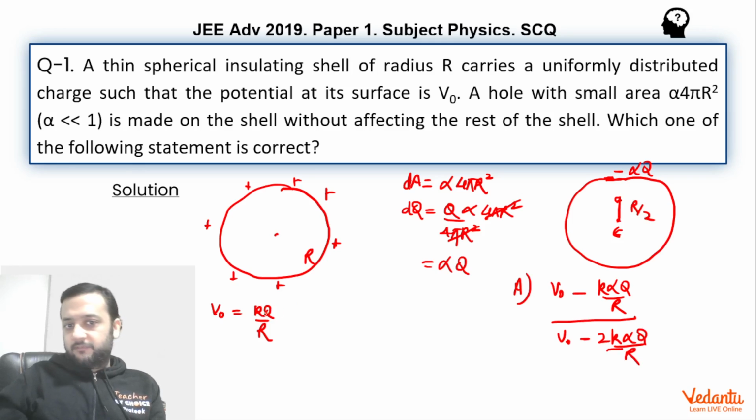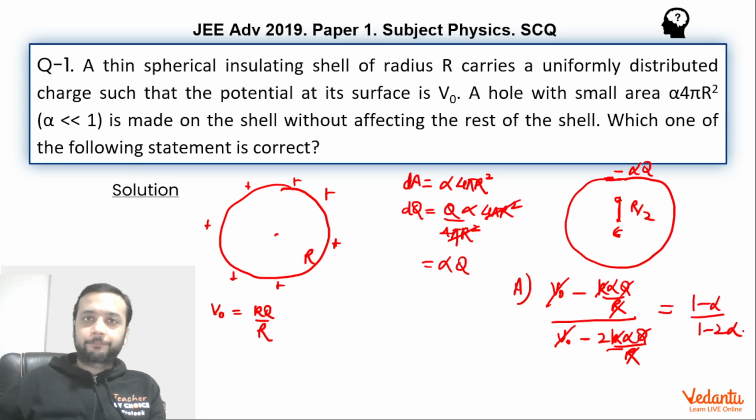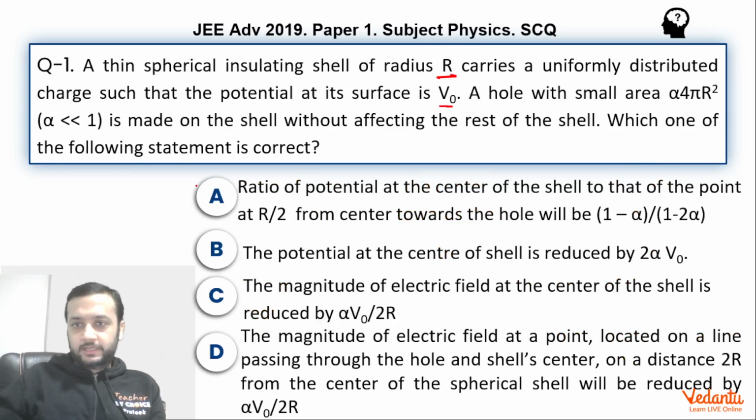Now if you see V naught is kq by r, so V naught will cancel. V naught kq by r, V naught kq by r. So if you see, we get 1 minus alpha upon 1 minus 2 alpha. Correct. So option A is right, and hence we were not required to check other options since this was a single choice correct question. But here, since we are doing this video for the learning purpose, we will check all other options as well.